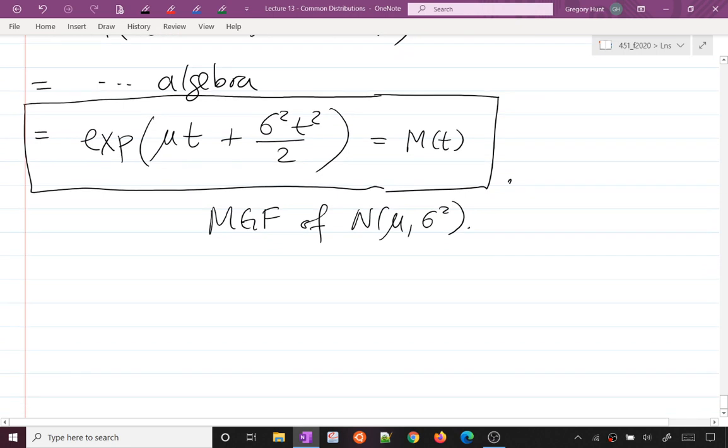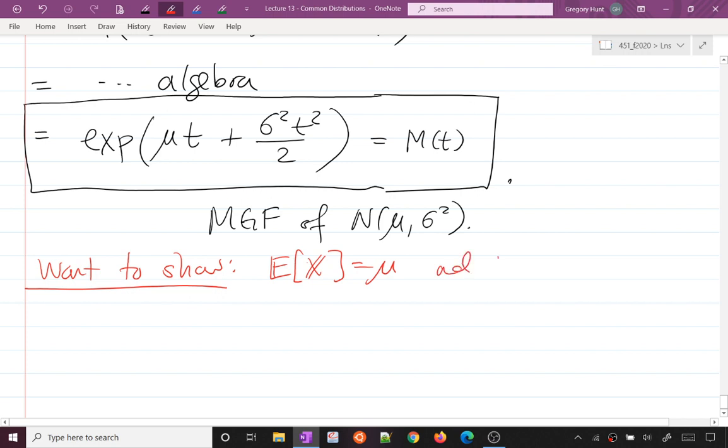So let's do some tests. We want to show that the expected value of x is mu, and the variance of x is sigma squared. Now, you could have brute force calculated those, but they get quite nasty. In fact, they're going to be nastier to derive than the MGF.